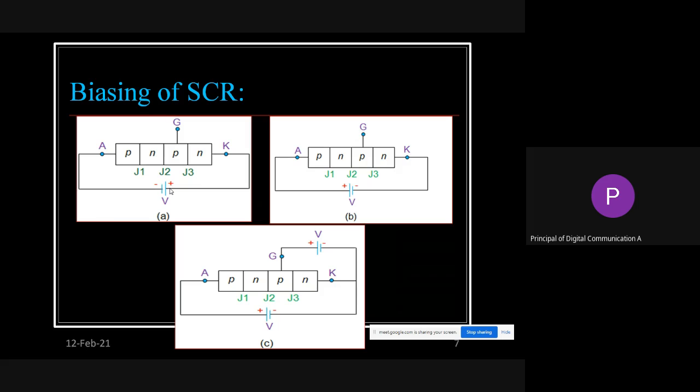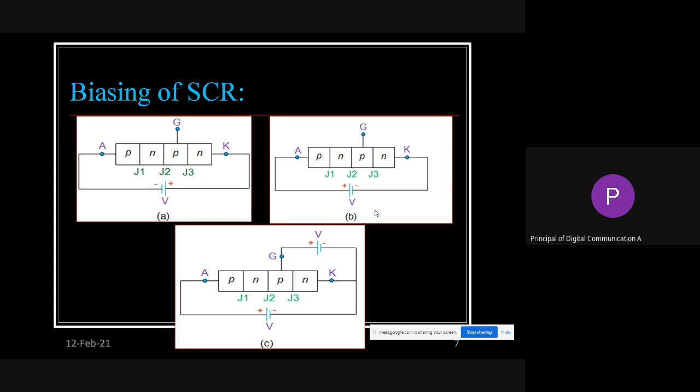J2 will be in reverse bias. And as current is nothing but the flow of electrons, it has to pass from one end to the other. But as J2, the center junction, is in reverse bias, it cannot allow the electrons to move across it. That's why the name is forward blocking mode. Even though the forward biasing is there, it blocks the current. That is forward blocking mode. So this is figure B.